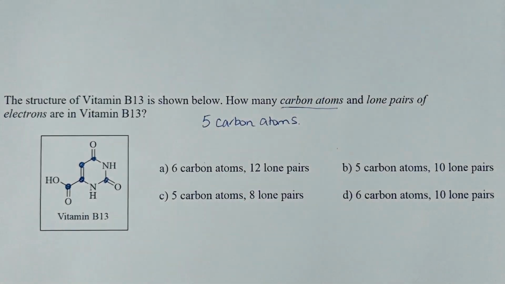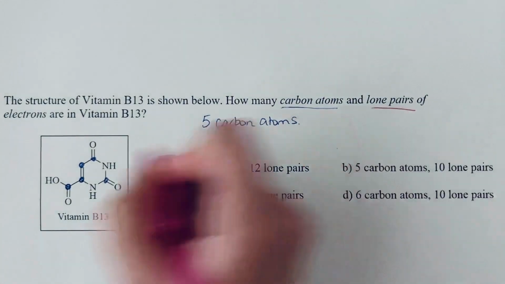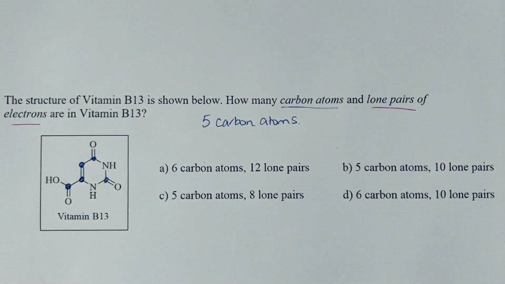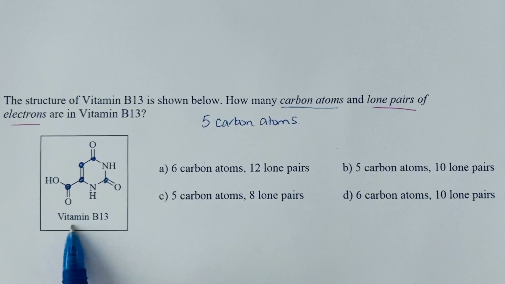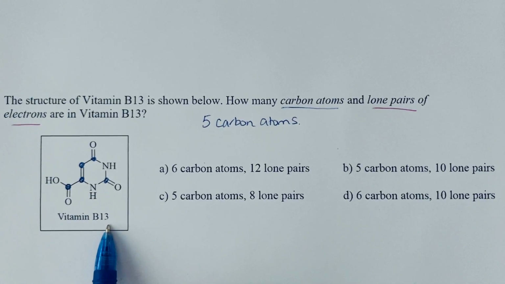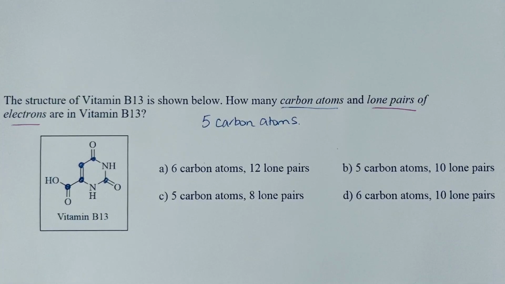And then the next thing we want to look at is the number of lone pairs of electrons. Our lone pairs of electrons are going to be on the nitrogen and oxygen in this molecule. To know this, we need to know something about the normal bonding patterns of the elements that we see. In this structure, vitamin B13, we have carbon, hydrogen, oxygen, and nitrogen. So we want to know what a neutral atom of each of those looks like in an organic compound.